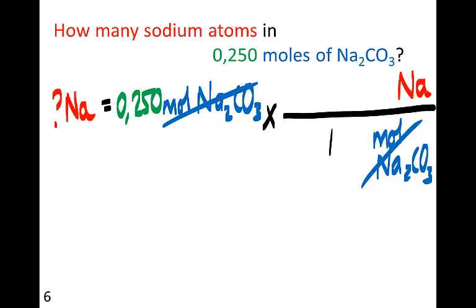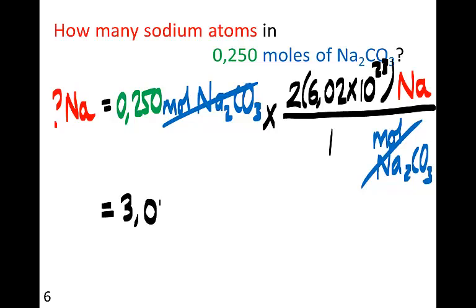1 mole of sodium carbonate contains inside it 2 moles of sodium atoms, which is 2 groups of this number, which is a mole, sodium atoms. Multiply that by 0,25, 3,01 times 10 to the power 23 sodium atoms.